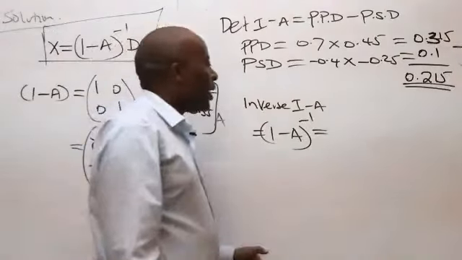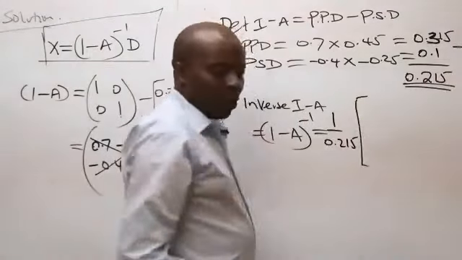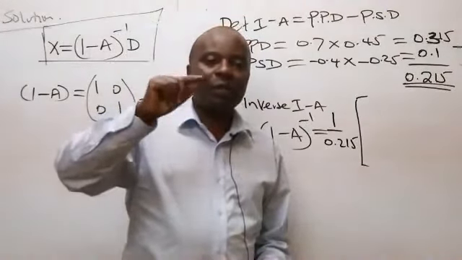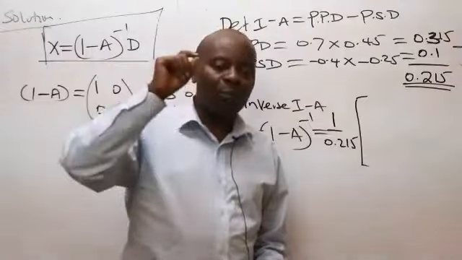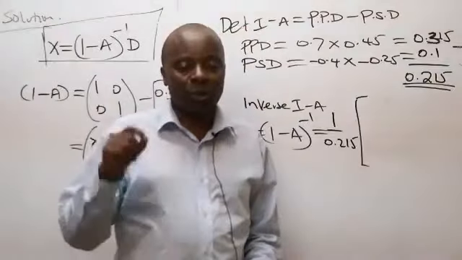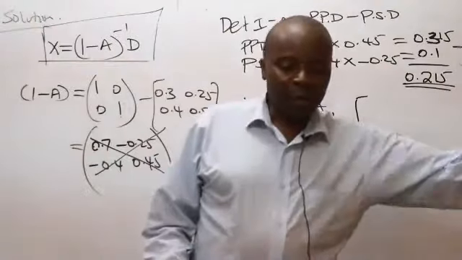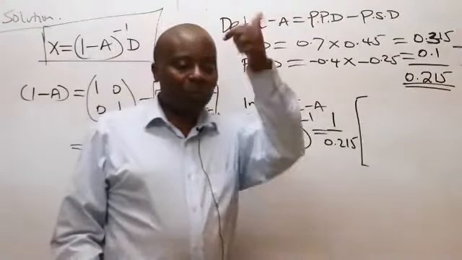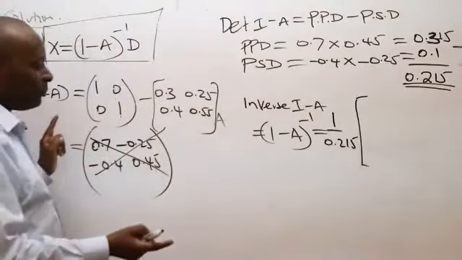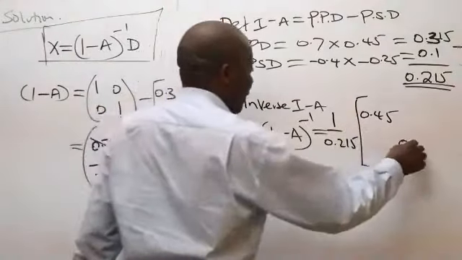So the inverse will be 1 over the determinant, into, while inversing, what is it that we normally do for primary diagonal elements? We swap them. Thanks, Gertrude. Primary elements, we always swap the respective positions. So 0.45 goes up there, 0.7 goes down there.